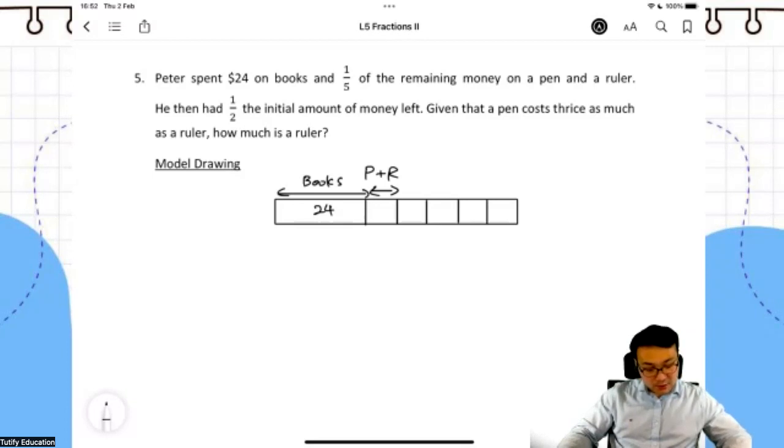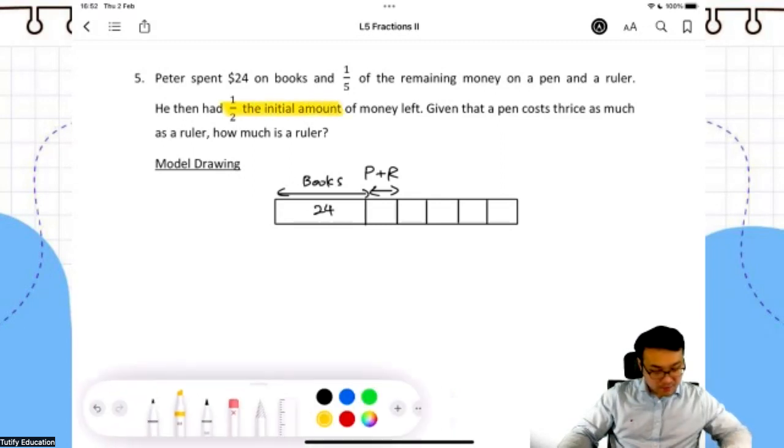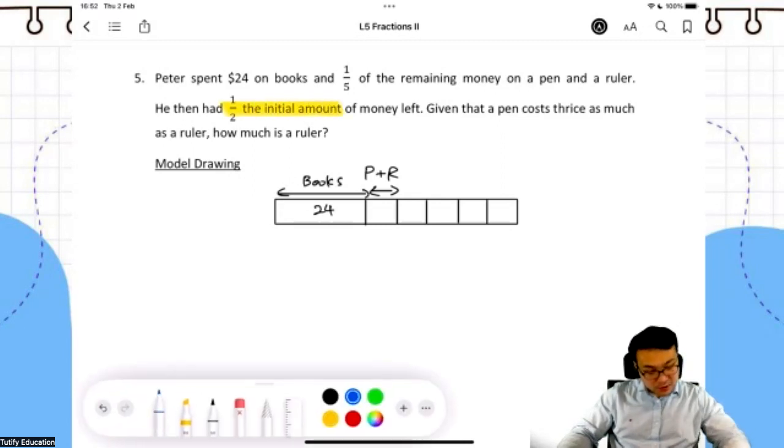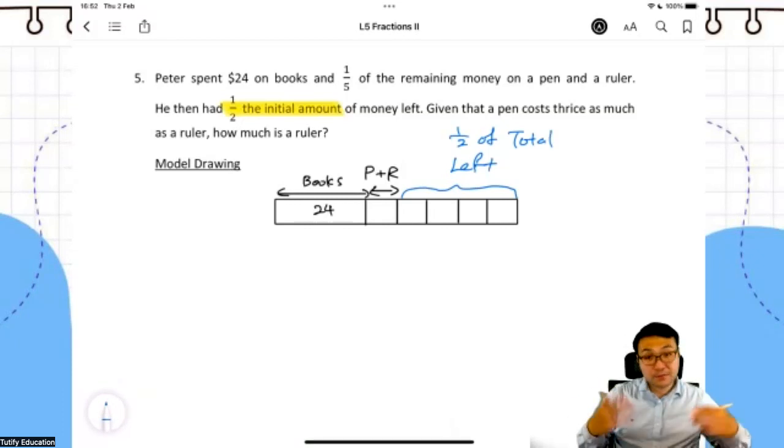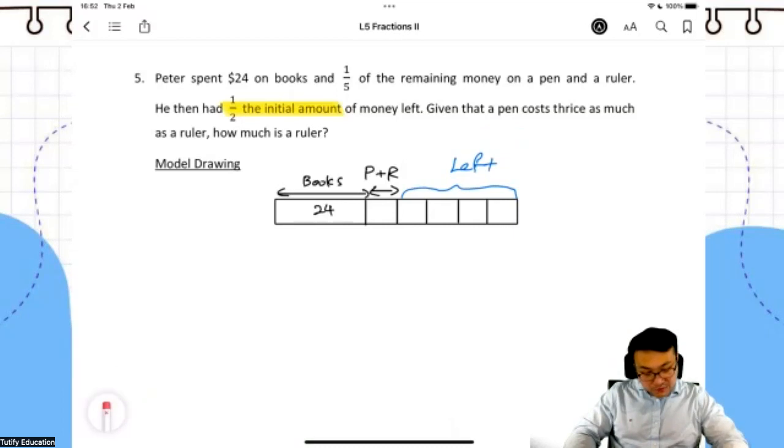And the question says that he has half of the original amount of money left. So what they're trying to tell you is, this is how much he has left. And this is actually half of the original amount of money. Right, students? So if this is half, let me write this down here. Half of the total. So this is 4 units, right?